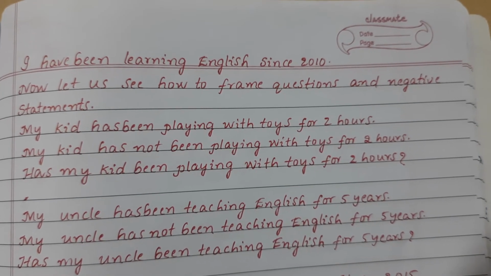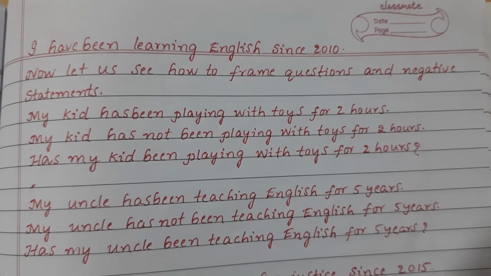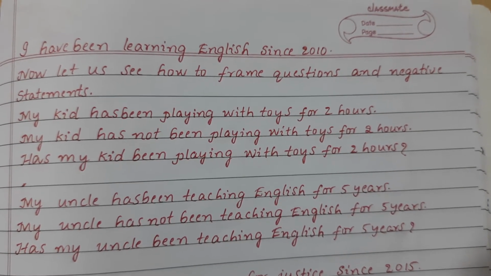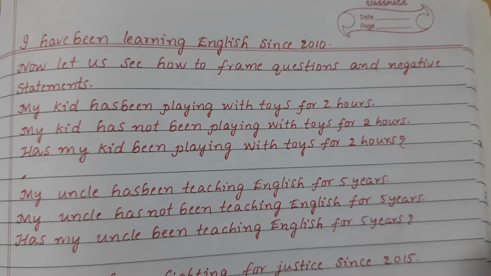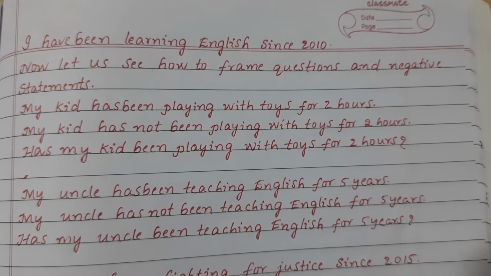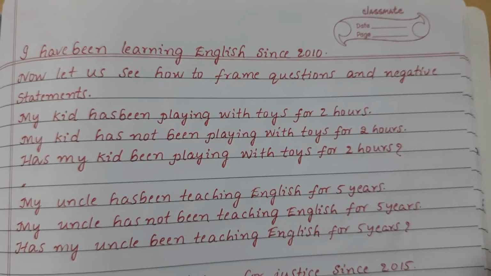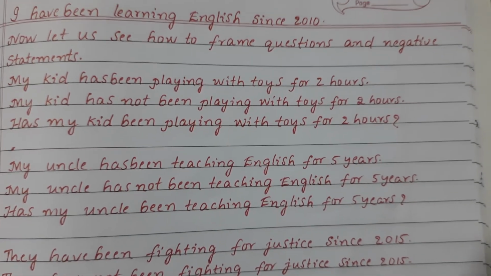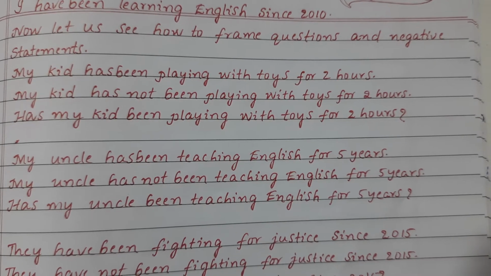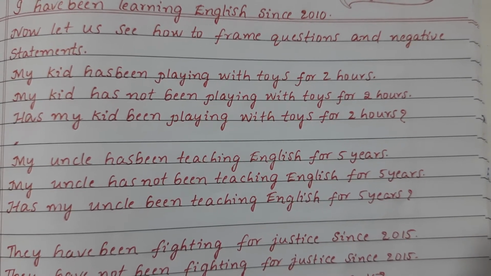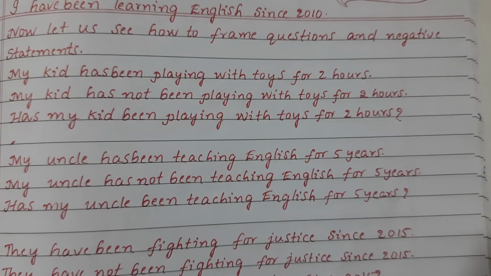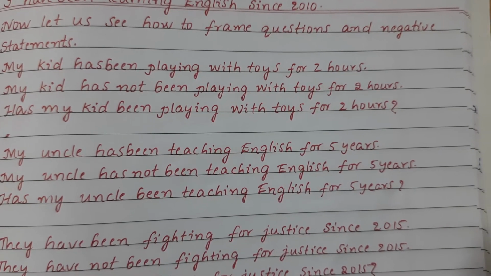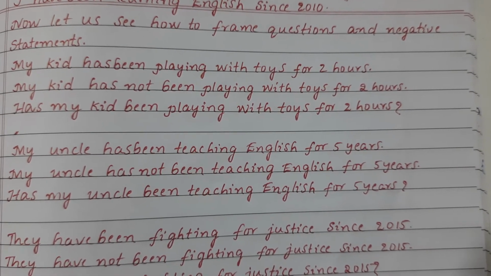Now let us see how to frame questions and negative statements. My kid has been playing with toys for 2 hours. My kid has not been playing with toys for 2 hours. This is the negative statement. Question: Has my kid been playing with toys for 2 hours? Here we split has been into two parts. Has, after that subject, after that been. Has my kid been? We should not say has been my kid playing. Has my kid been playing with toys for 2 hours?